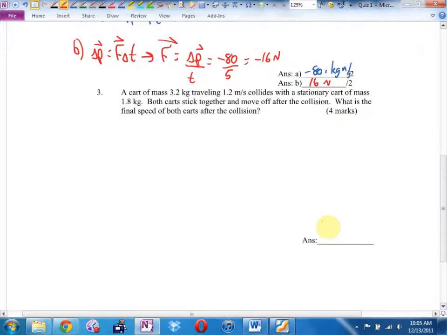Number three. A cart of mass 3.2 kilograms traveling 1.2 meters per second collides with a stationary cart of mass 1.8. Both carts stick together and move off after the collision. What's the final speed? Is there a collision? Then the first thing I'm going to do is I'm going to write the sum of all the initial momentums equals the sum of all the final momentums.